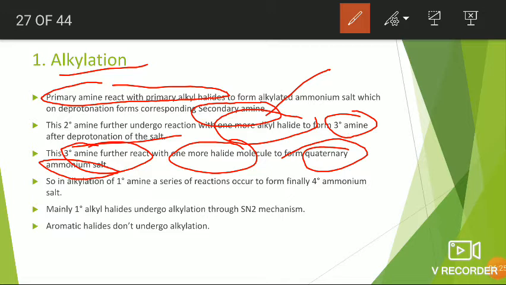So in this alkylation of amines, we get different products. It may be secondary, tertiary, finally quaternary ammonium salt, as we discussed in the preparation methods of amines in part 1, where the ammonolysis of alkyl halides is similar to this. In ammonolysis, the reaction started with ammonia. Here in alkylation, the reaction starts with amines, maybe primary or secondary.